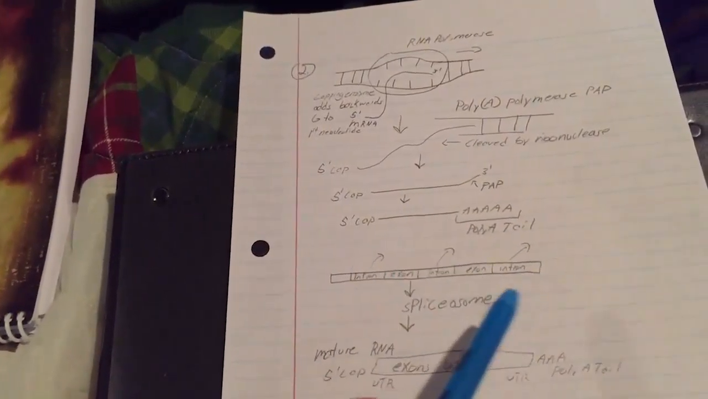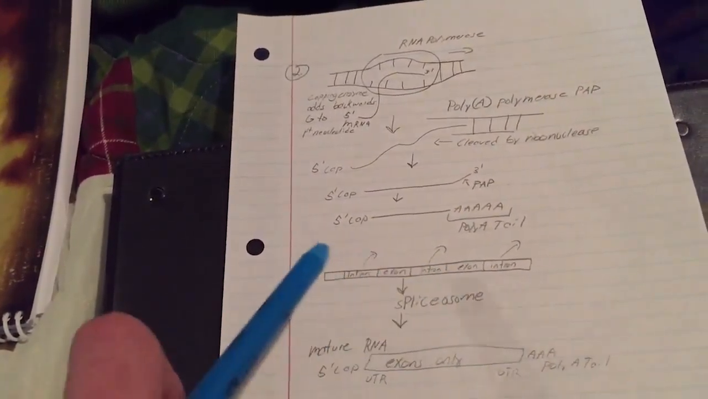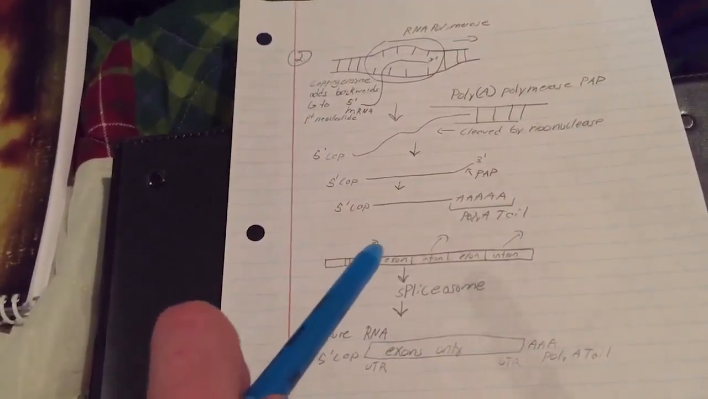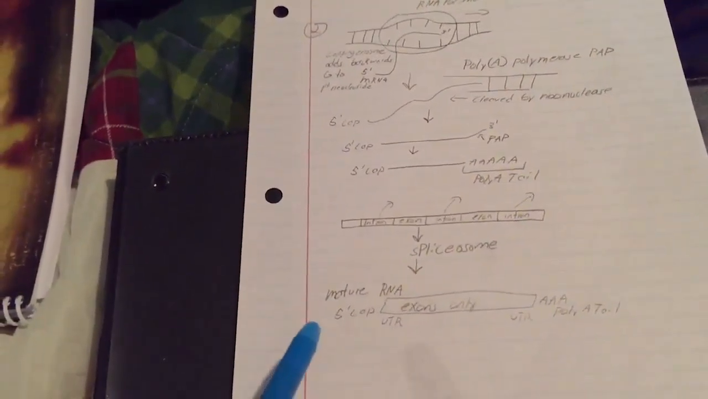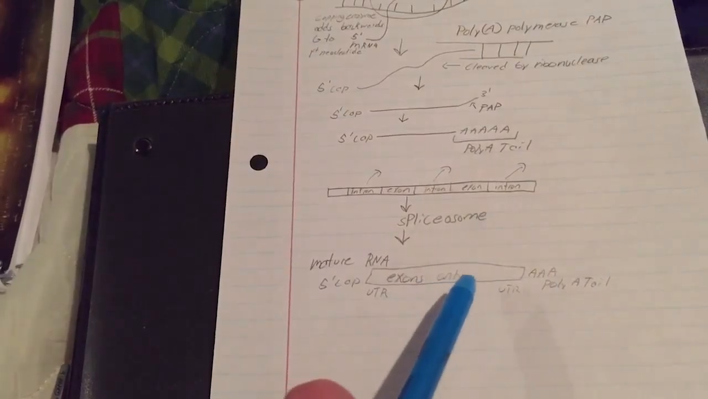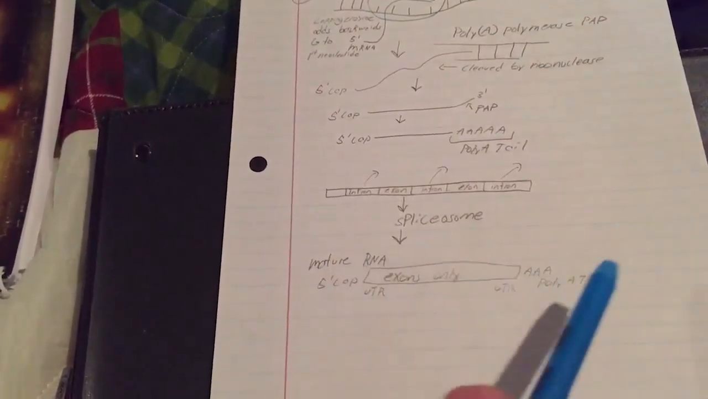Then you have introns and exons. Introns are not needed in mRNA, and exons are. The spliceosome removes all these introns, and then you have a mature mRNA with exons, 5' cap, and poly A tail.